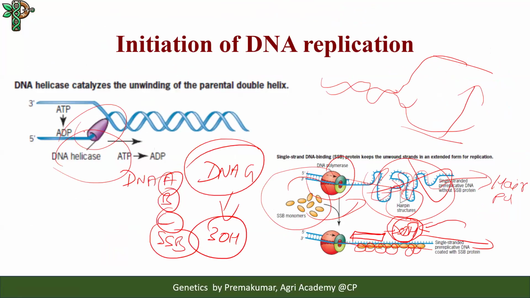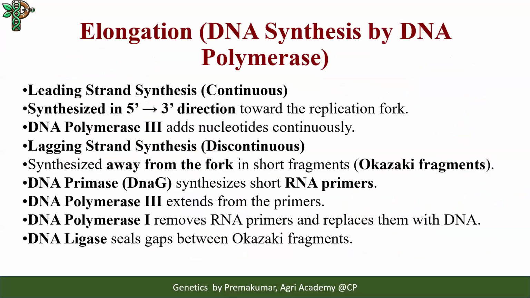Unwinds the DNA, then SSB protein will bind, then slowly primer synthesis will happen by DnaG. Then this primer will provide the 3' OH free group. Then slowly the nucleotides started adding, then your chain will grow like this. Then how will elongation take place?